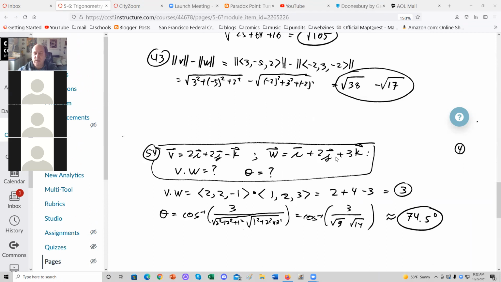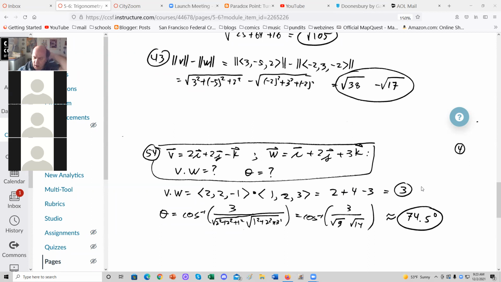Now we're given two vectors, v and w. What's their dot product and what's the angle between them? We're getting into some trig. All right, dot product. You multiply (2, 2, -1) dot (1, 2, 3). All right, so 2 times 1 is 2, plus 2 times 2 is 4, plus -1 times 3 is -3. 2 plus 4 minus 3 is 3. So that's the dot product.